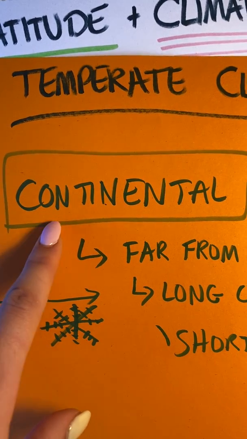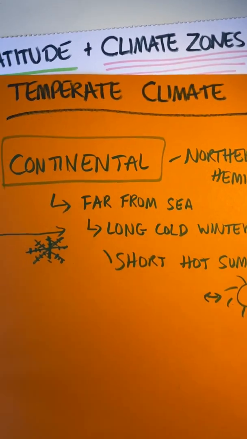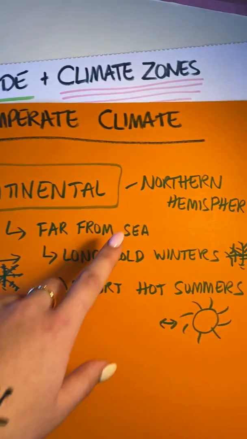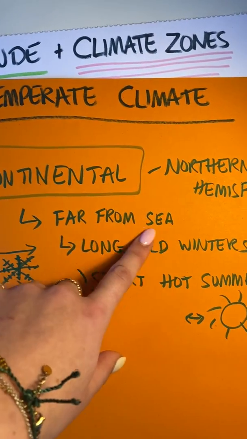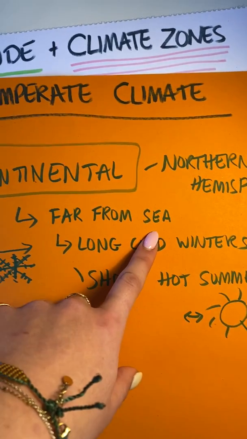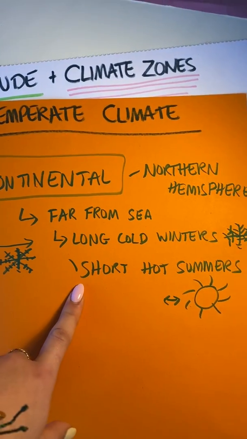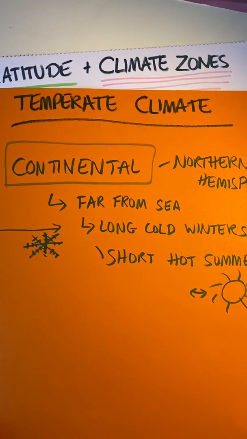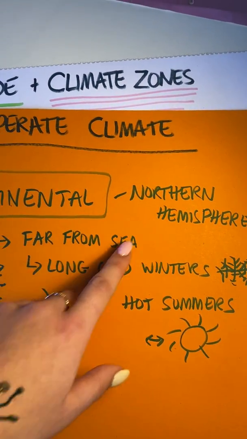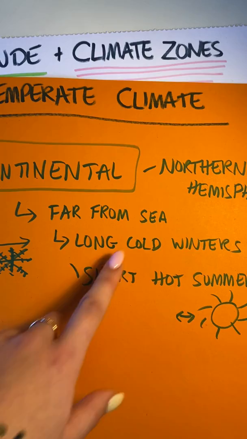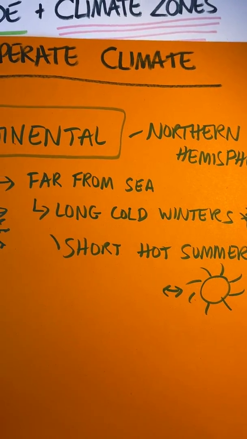Another example of a temperate climate is continental. Now this is common in the northern hemisphere because it is far from the sea usually that this climate exists. There are long, cold winters and short, hot summers. Cool. So, continental climates are usually in the northern hemisphere when it's far from the sea. They have long, cold winters and short, hot summers.